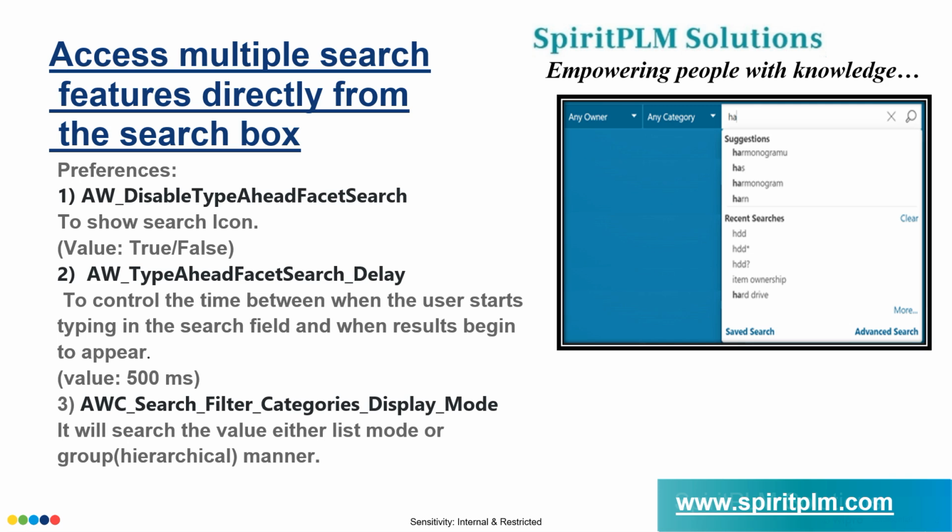Okay, the next one, if you want to show the result either in list mode or in a group manner, there is one more preference called AWC_search_filter_categories_display_mode. Whether you want to show the result in list mode or in group mode, you can control that. For that you need to use this preference, point number 3, to show the result in either list or group manner.